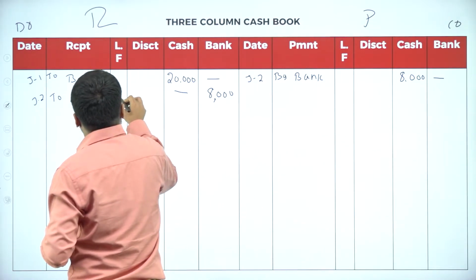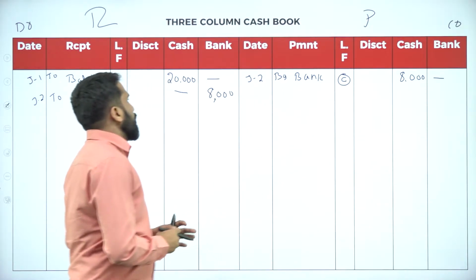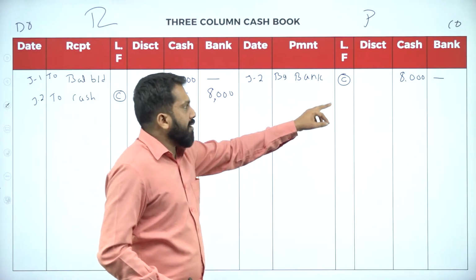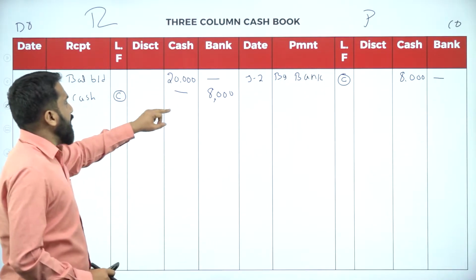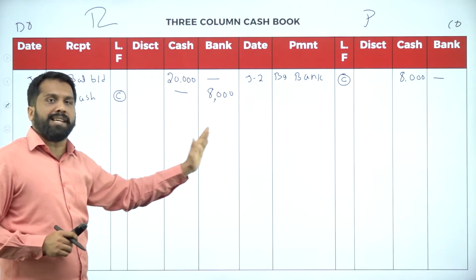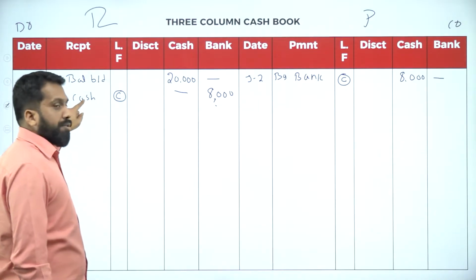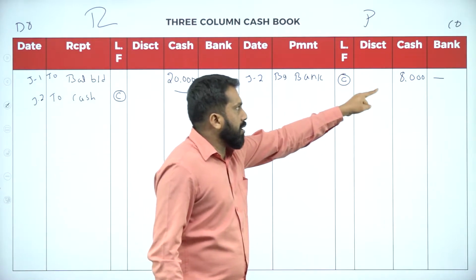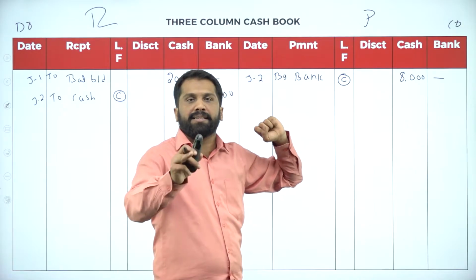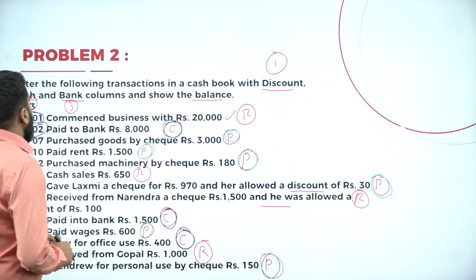Any doubt in this? This one we call it as contra, because your bank increased, cash decreased. For cash, it is a payment. For bank, it is a receipt. If both come, we should write both the sides. If bank column amount is there, always remember the word should be cash. If cash column amount is there, always remember the word should be bank. Remember, easy? Yes, it is easy. Now, next, this is done.